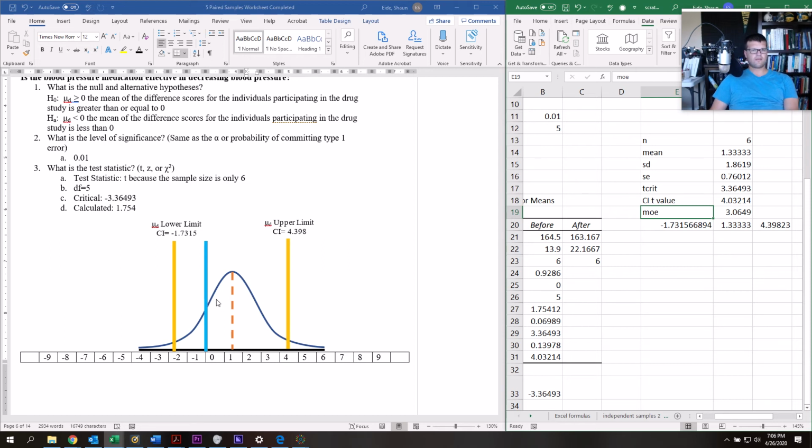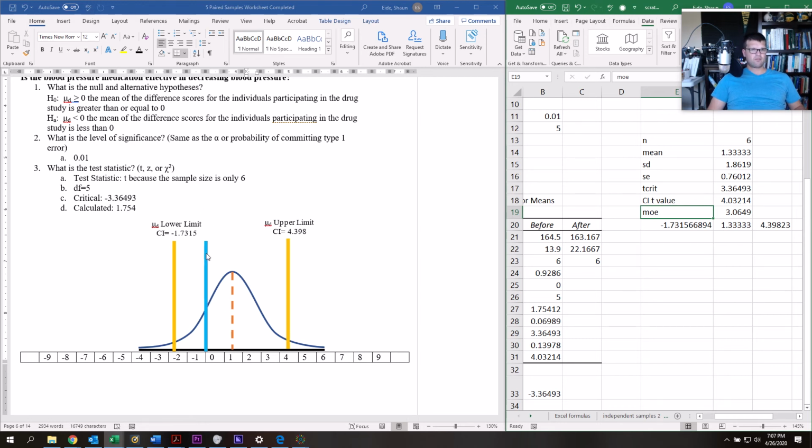So I made a confidence interval around this mean to demonstrate that the mean of the difference, 1.33, is a point estimate, and we are 99% confident that the actual mean of the difference score is between negative 1.73 and positive 4.398. And we are testing it against this blue line. So I can already tell you that we are going to fail to reject because these yellow lines have to be outside of the blue line.